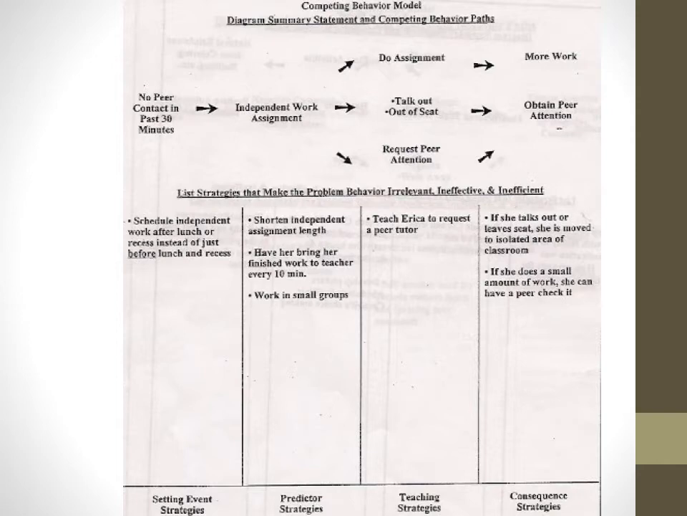From your reading, we have learned that we want to make problem behavior irrelevant, ineffective, and inefficient. We can do that by manipulating setting events, antecedents, or consequence. Or you can actually teach the alternate behavior first and then eventually desired behavior. So this is a whole BIP. So after you complete FBA and then pathway, you will develop BIP, the intervention plan, the bottom part, the bottom 4 columns.